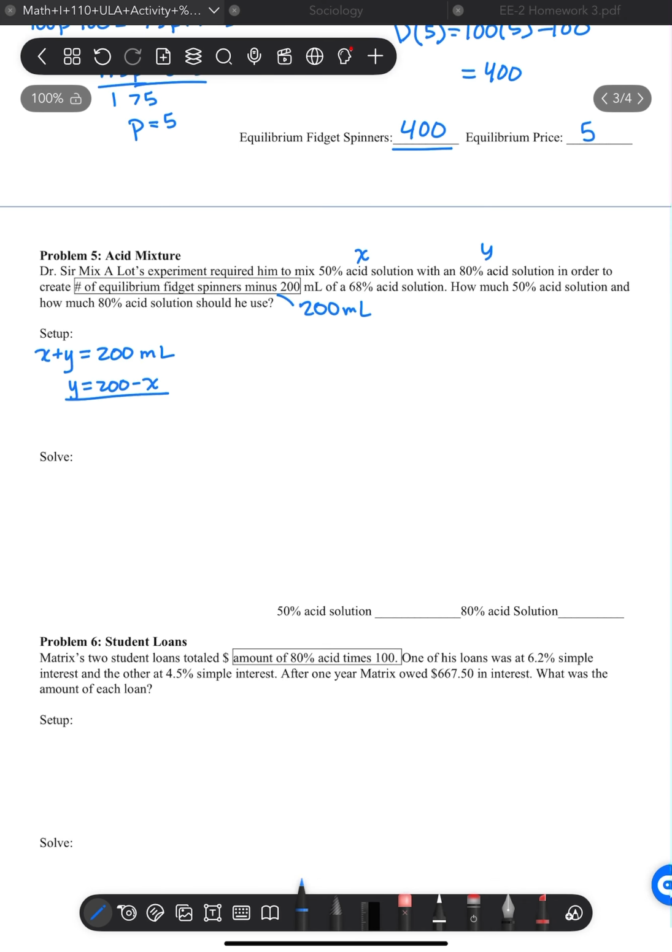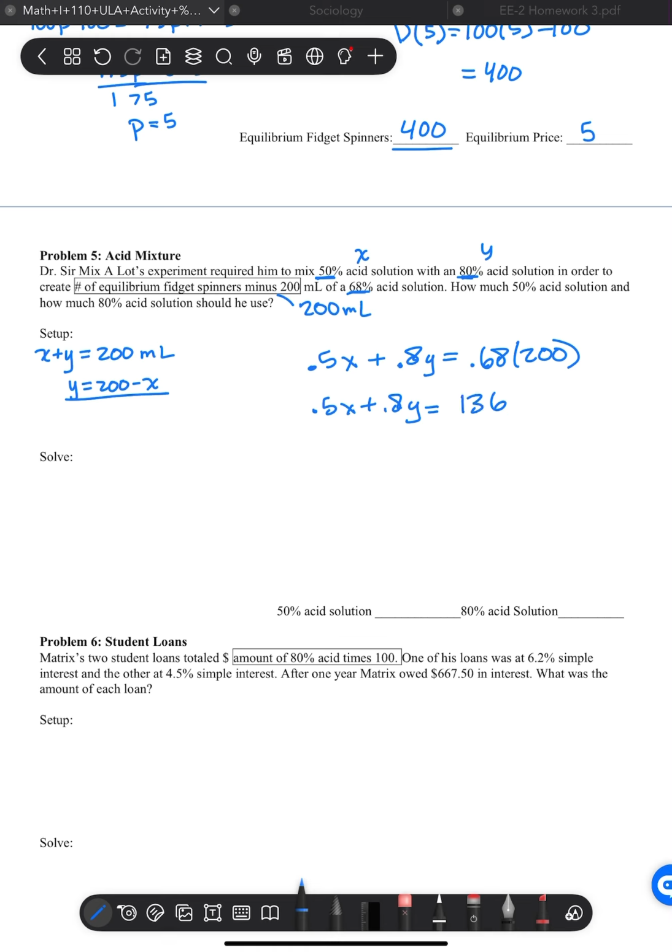Then another equation that we have here is our percents. So we have a 0.5x solution plus a 0.8y solution, and that should be getting 0.68 times 200 milliliters, because we're finding 68% of 200 milliliters. So from there, we get 0.5x plus 0.8y equals 136.